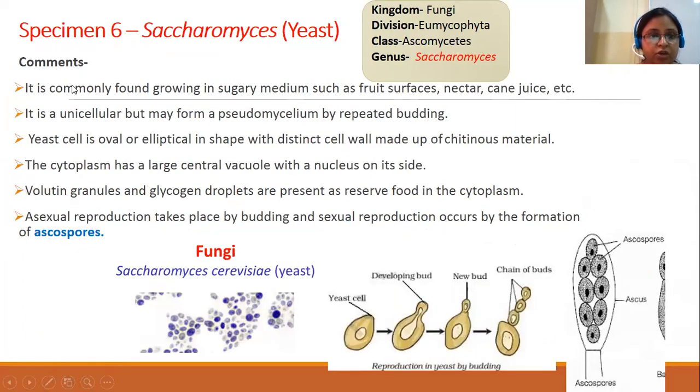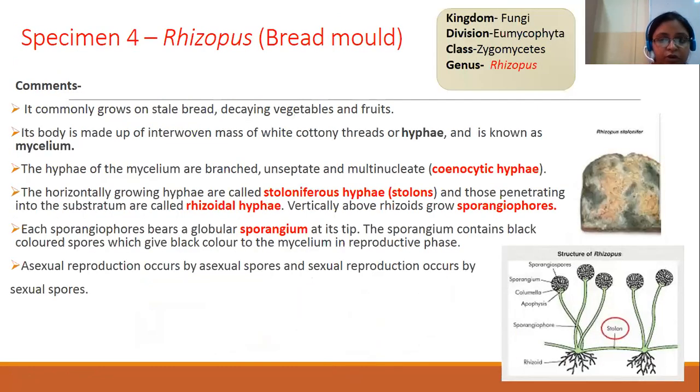Saccharomyces yeast. So here you can see Saccharomyces yeast. The kingdom is Fungi, division is Mycophyta, class is Ascomycetes, and genus is Saccharomyces. These are unicellular fungi, commonly called yeast. These yeasts are the only unicellular fungi found in nature. Rest all are multicellular. Whatever we studied before this, they were all multicellular.